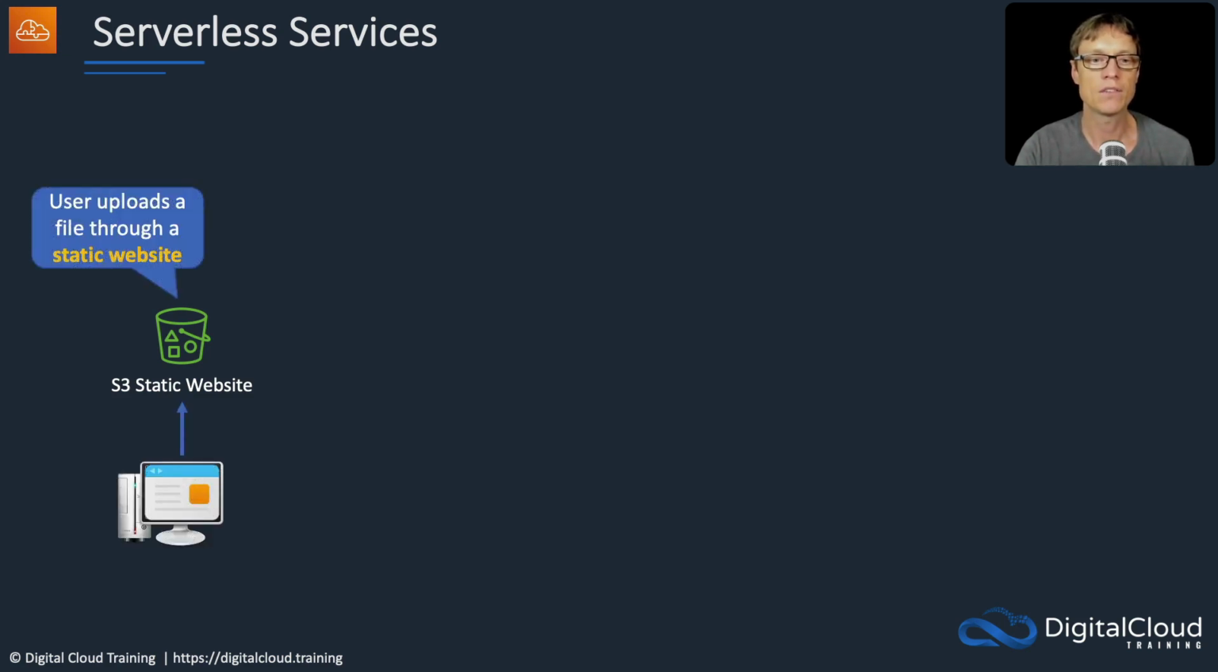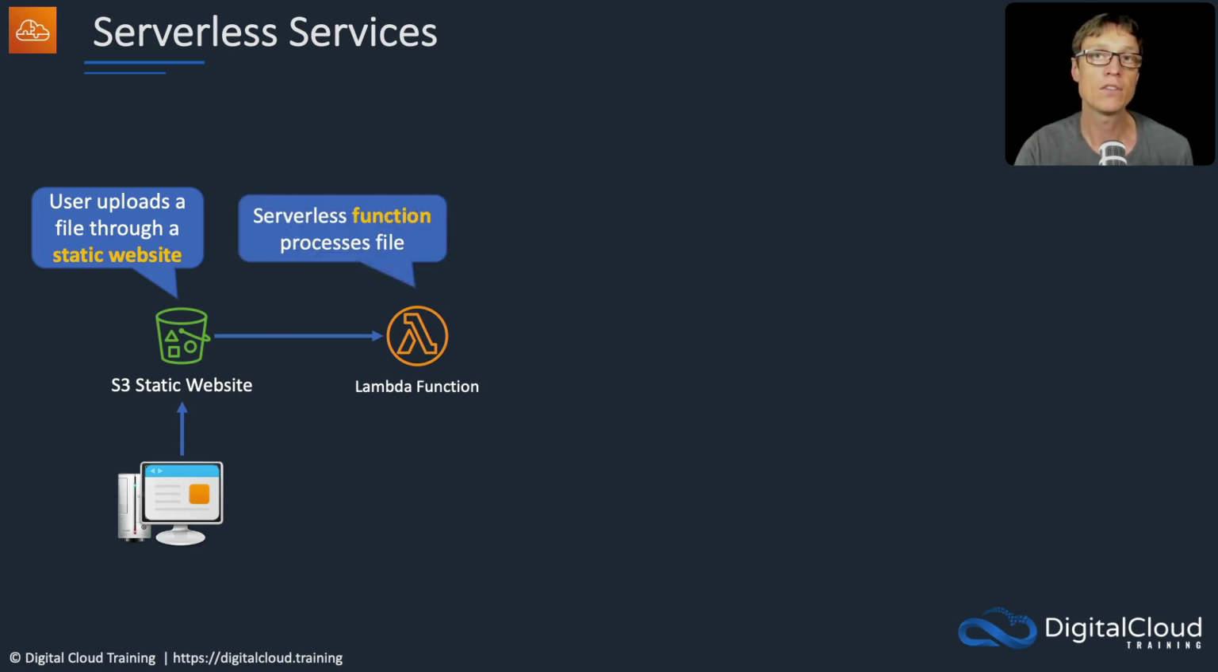So let's say there's a static website and the user uploads a file using the static website. Then what happens is, using an event notification, the static website will then notify a Lambda function. A Lambda function is a type of serverless service which is a compute service, and it enables us to run code. So we've stored some code in Lambda, and when it receives the event, the code executes. And in this case, the code is going to process the file that was uploaded to the bucket.